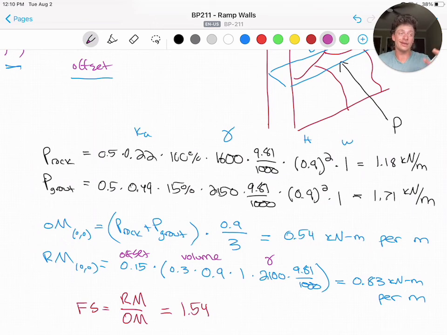And once again, we made a lot of conservative assumptions here, so in the next section we'll move into actually looking at the capacity of the ramp wall, because it's unlikely that this will just be a one ramp wall structure teetering on top of, balancing on top of the walls below.